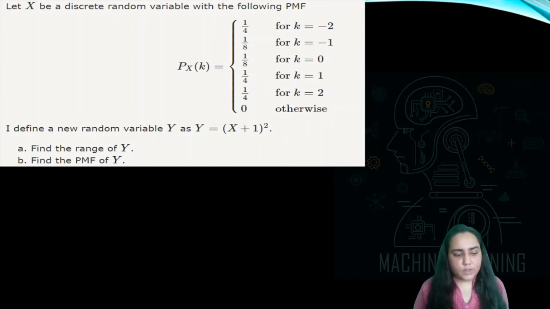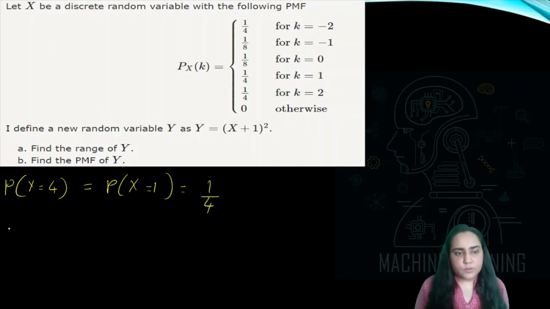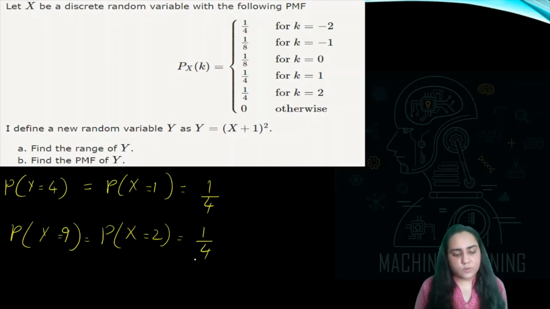Let's take a look at the probability of y equal to the next value, which was 4. Remember the range of y, so this is 4. You can get 4 when you have x equal to 1, which we calculated earlier. The probability of getting x equal to 1 is 1 by 4. So this is 1 by 4. And then for y equal to 9, this happened when we took x equal to 2. The probability of getting x equal to 2 is actually 1 by 4. So this is also 1 by 4.